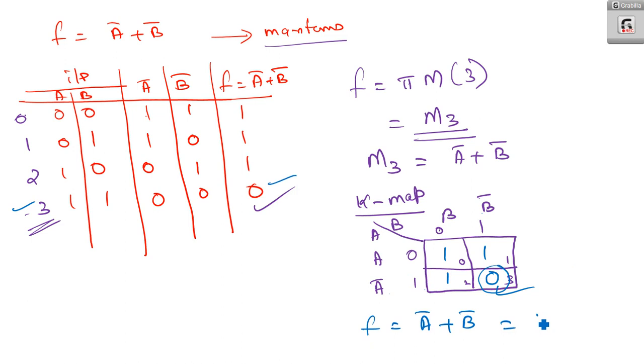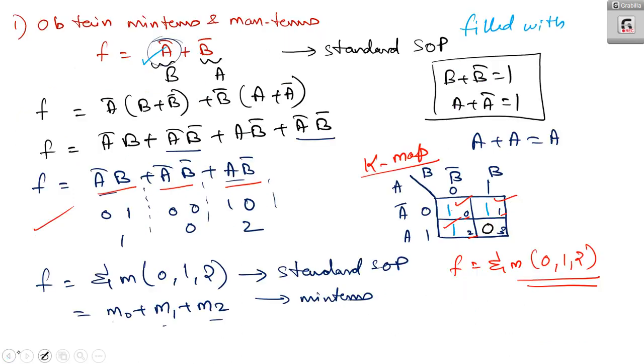That is same as capital M3. So that is the corresponding K-map expression. So hope you have understood the formation of min terms and max terms using truth table, using K-map, as well as using Boolean algebra. So I have done with the 3 methods here.